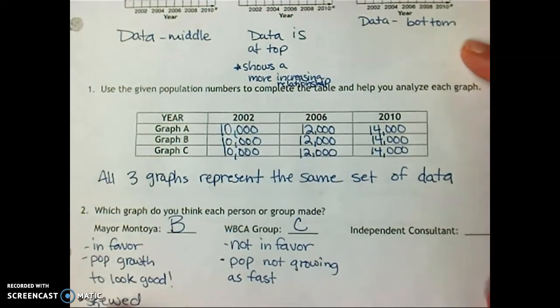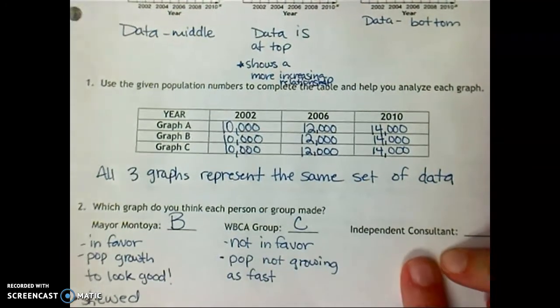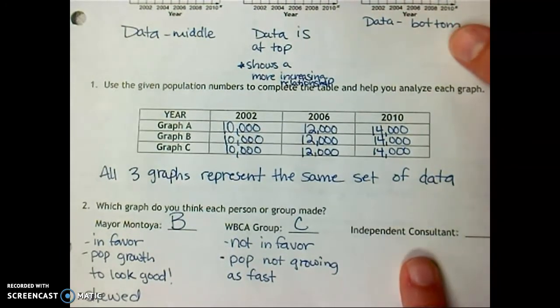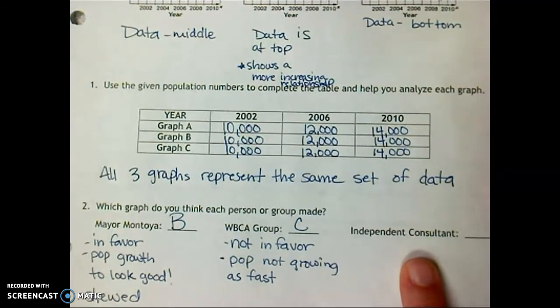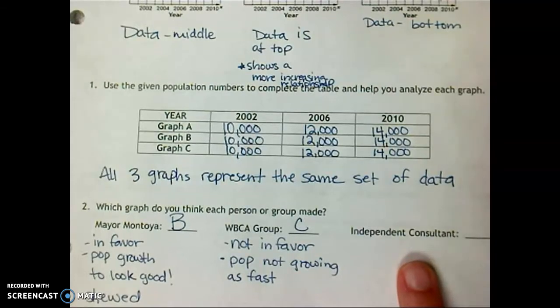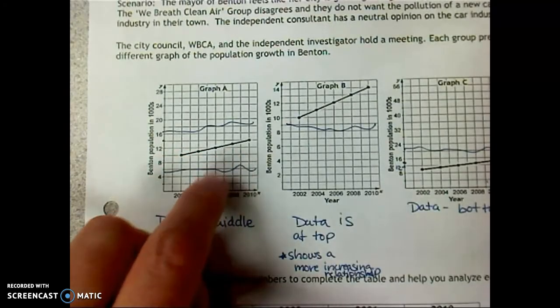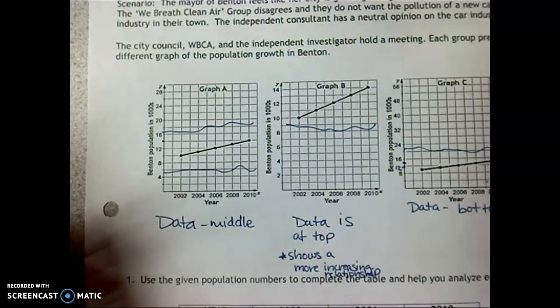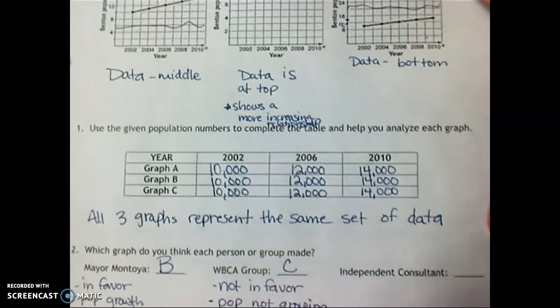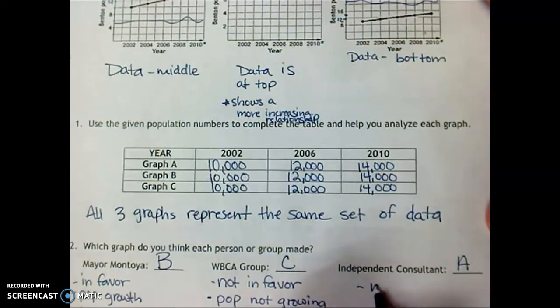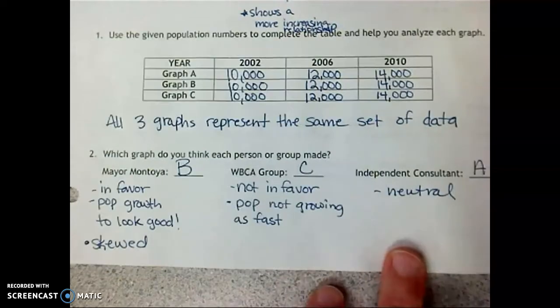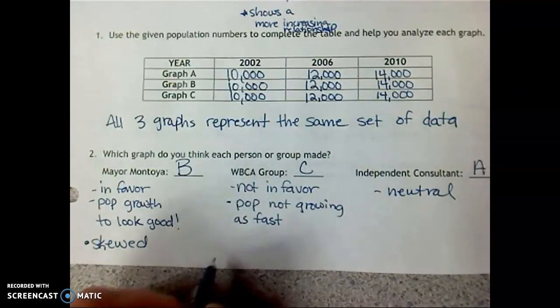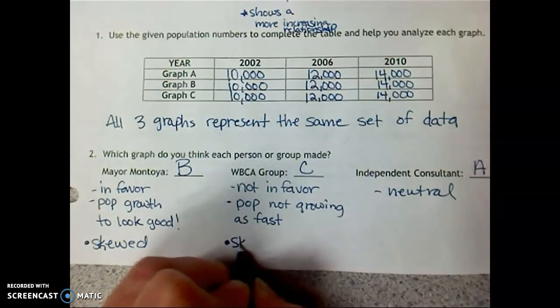All right, then we have this independent consultant, and if you look up top at the scenario, it says that they are going to present a neutral opinion of the car industry issue. And so they're going to use graph A because it's neutral, because you have your data located in the center of your graph. So graph A. All right, this one's neutral. Let's go back to this one. This one right here, this one is also skewed.